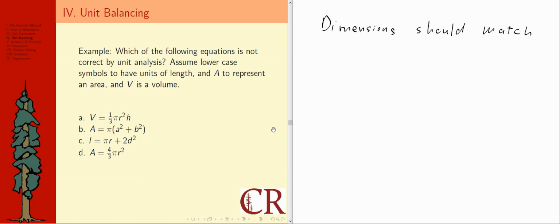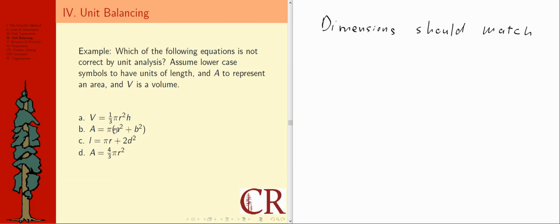All right, here we have another multiple choice question involving unit balancing or unit analysis. We've got to be careful here, though, because this one says which of the following equations is not correct by unit analysis. The number of times that I've taken a test and it said "not," and I accidentally interpreted it as if that were not there, and then got the wrong answer has happened to me a few times. So be careful with questions like that. Make sure to read all the words, right?